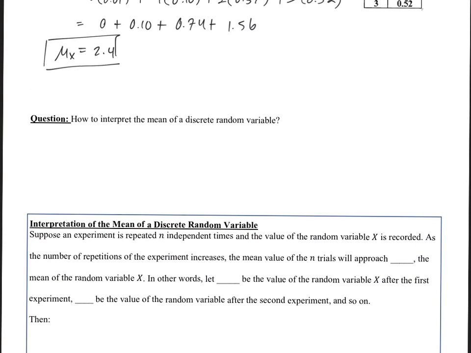Okay. So here's a question. How do we interpret the mean of a discrete random variable? Well, as our book says, the mean of a discrete random variable can be thought of as the mean outcome of the probability experiment if we repeated the experiment many times. So if we repeated the experiment, which we had an example above with the person shooting 3 free throws, then we would expect the mean number of free throws to be around 2.4.